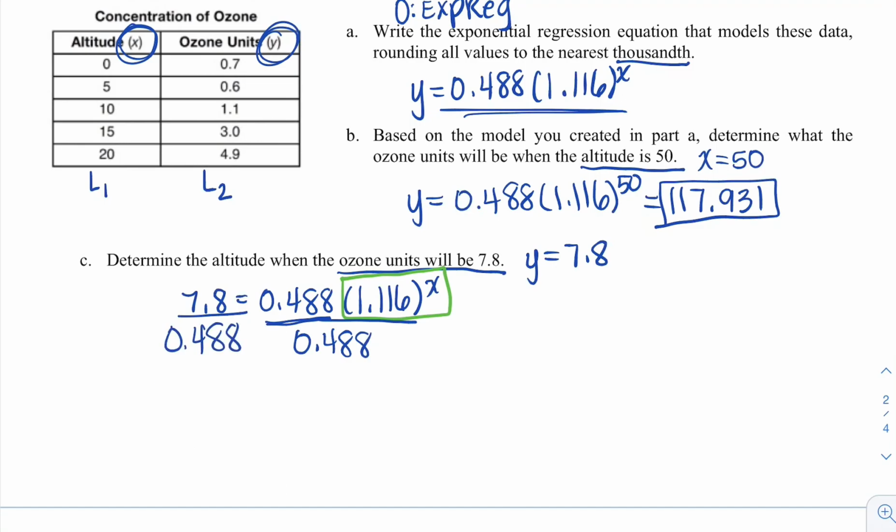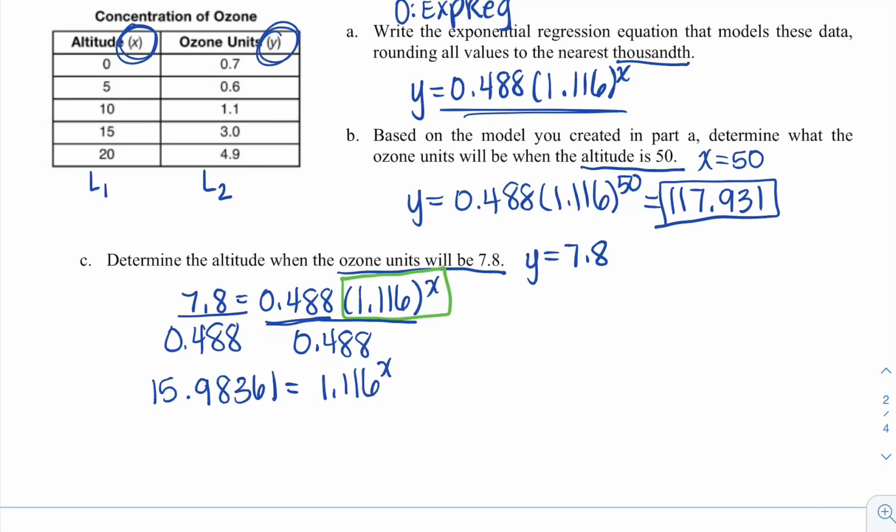As I do that, I'm going to get something like 15.98361. I would say since it's the middle of your problem, keep at least 5 decimals. That way you guarantee that when you round at the end, it will be as accurate as possible. Or you could actually leave it as 7.8 over 0.488. Up to you. On the right-hand side, I have 1.116 to the x.